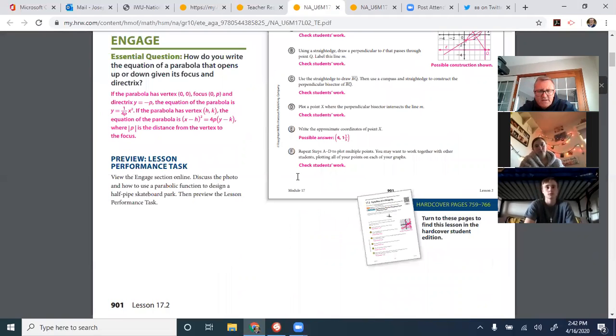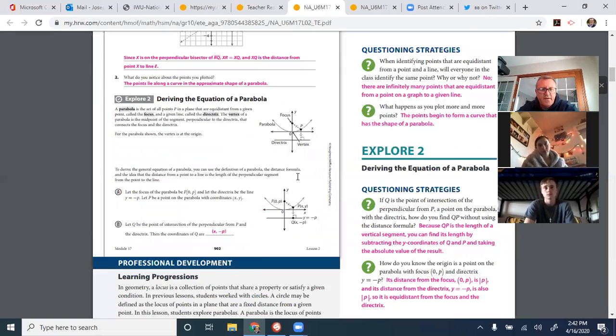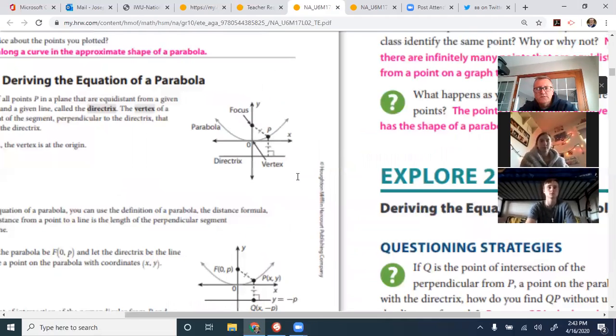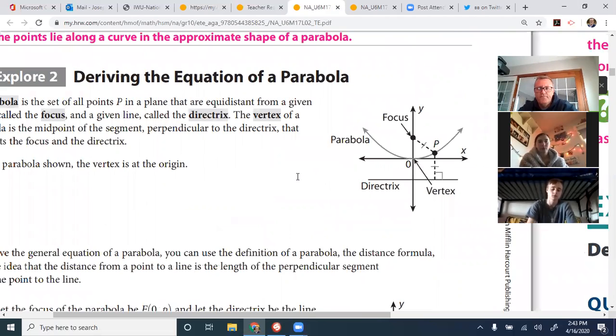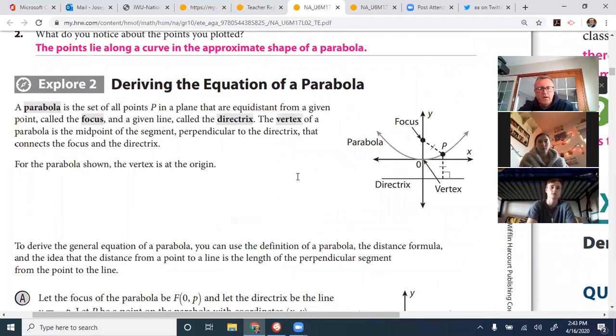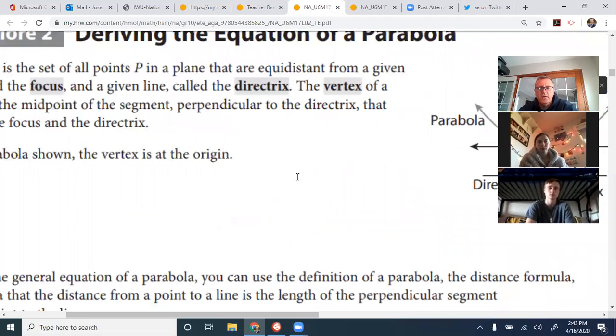First thing I want to look at is the terminology. There it is. This diagram right here, guys, is the most important diagram because it gives everything that you need.